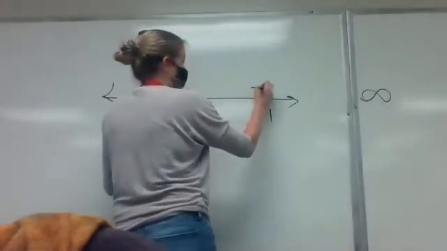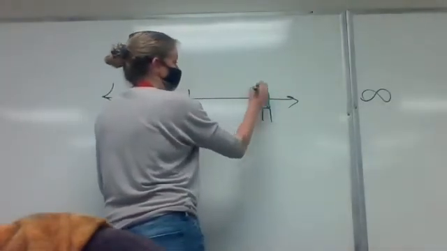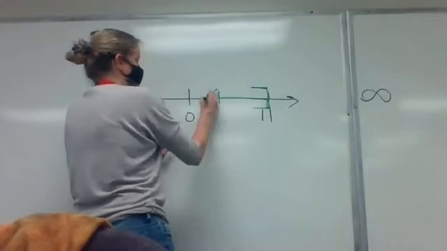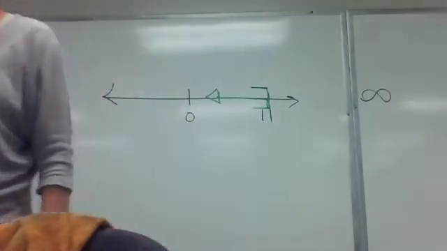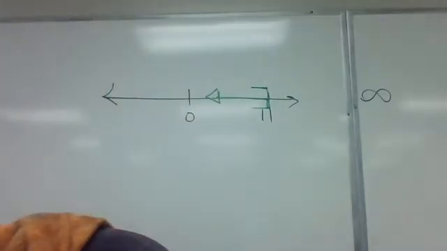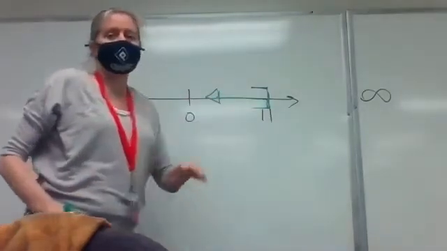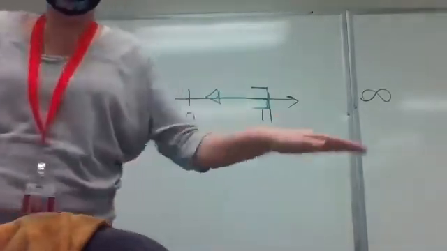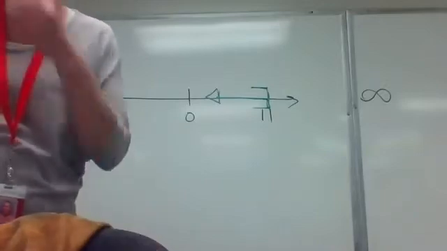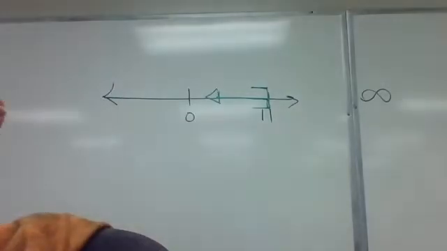This one has a bracket on 11 with an arrow going to the left. So let's see. A bracket means my inequality is going to have that equal to symbol, right? That's what the bracket means, is it's going to have the equal to symbol.